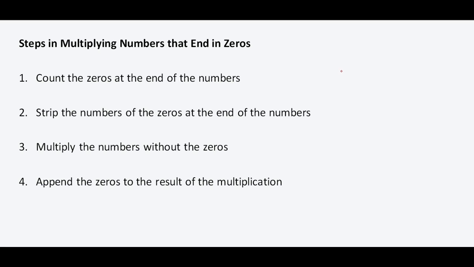When you have numbers that end in zeros, the first thing you want to do is count the zeros at the end of the numbers. Take note that you do not count zeros that are in the middle of the numbers. Those do not count. We want to make sure that they're only zeros at the end of each of the numbers. And then we're going to strip out the zeros and multiply the numbers without the zeros. And we're going to just attach or append the zeros to the result of the multiplication. Let's see how we put that to practice.